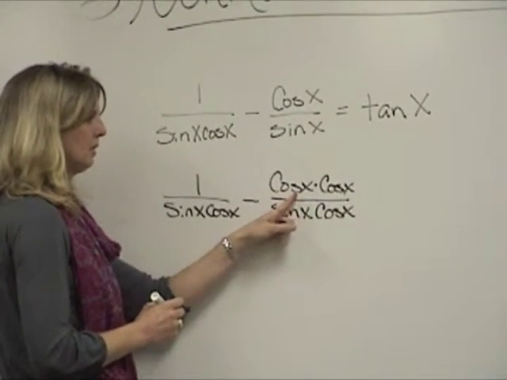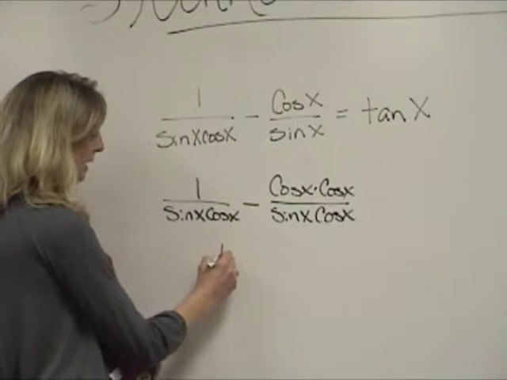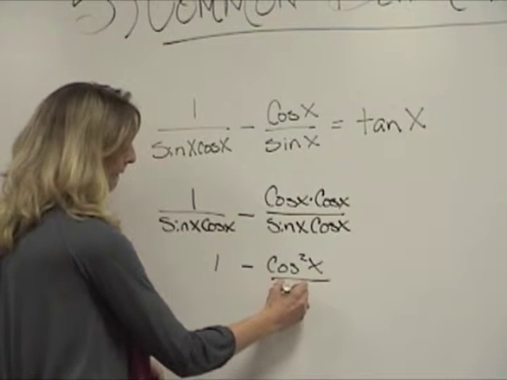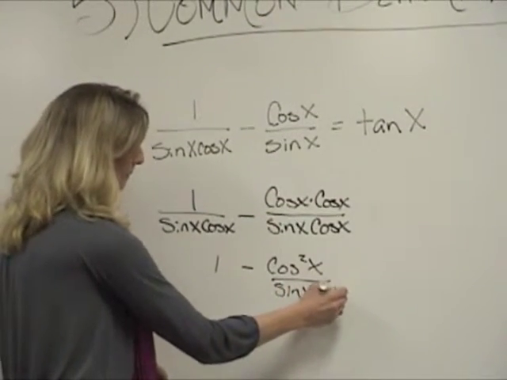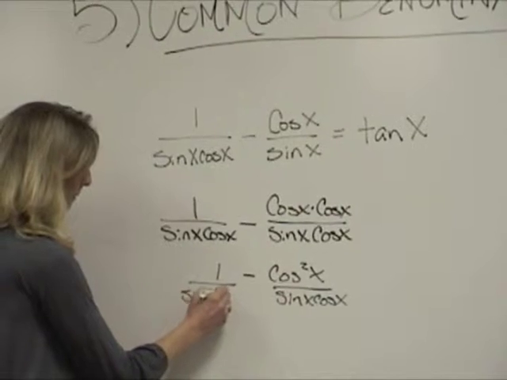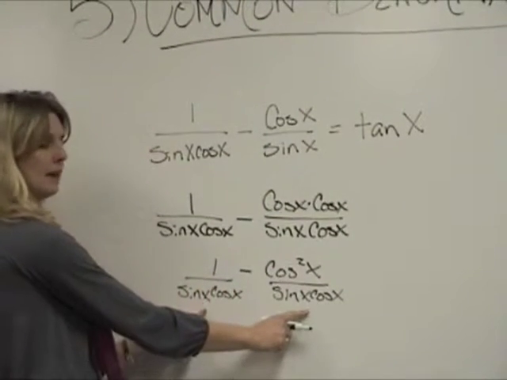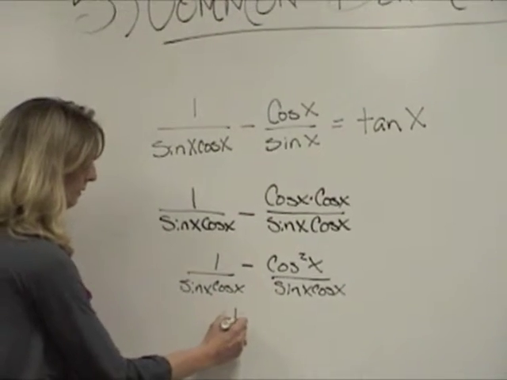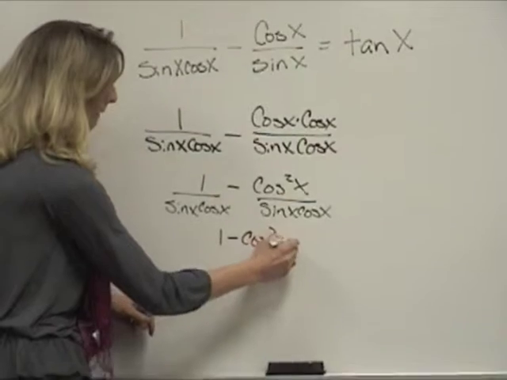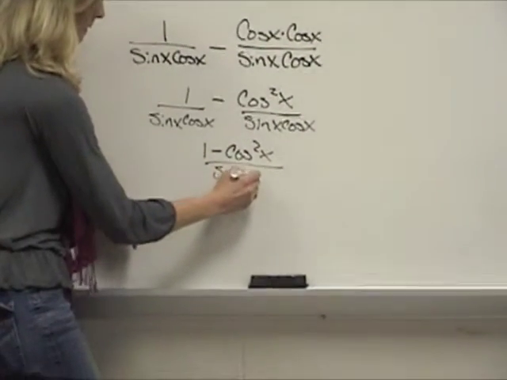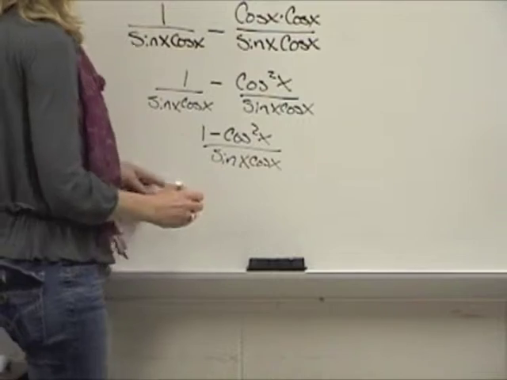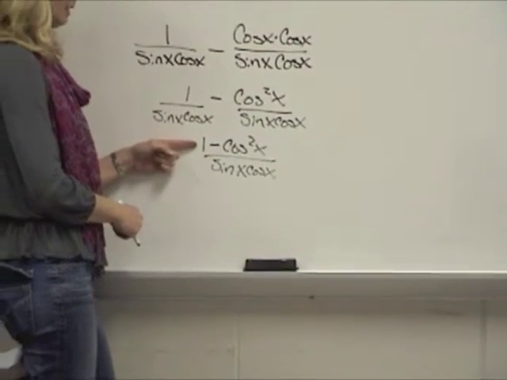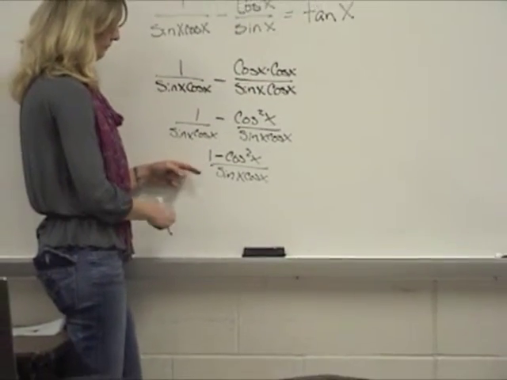I do notice that cosine times cosine can be written as cosine squared. Since I have successfully found common denominators, I'm now allowed to subtract the fractions. Again, we recognize from our identities that 1 minus cosine squared x is equivalent to sine squared x.